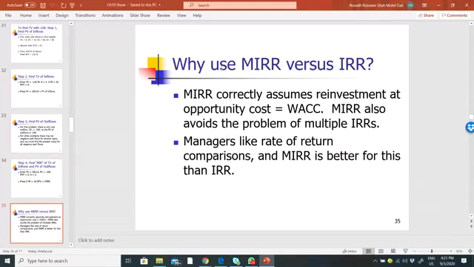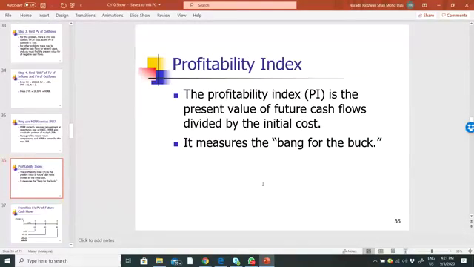Why use MIRR versus IRR? MIRR correctly assumes reinvestment at opportunity cost equal to WACC. MIRR also avoids the problem of multiple IRR, and managers like the rate of return comparison, and MIRR is better for this than IRR. All right, and then we look at the profitability index.